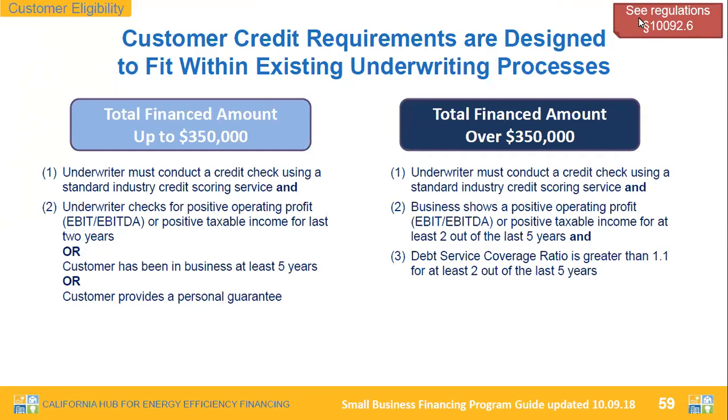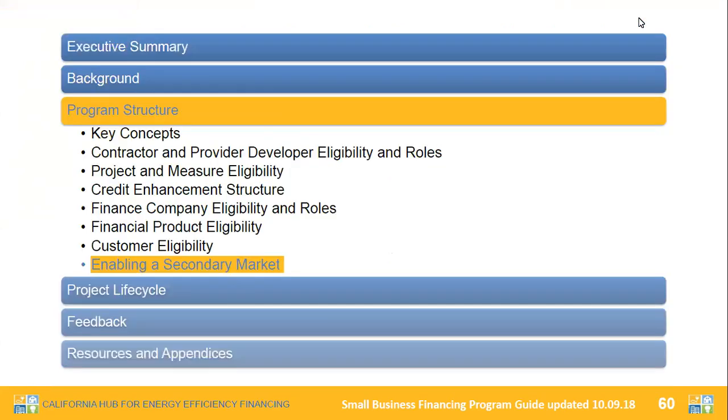For amounts over $350,000, we're looking for the credit check. We're looking to make sure that the business shows a positive operating profit or positive taxable income for at least 2 out of the last 5 years, and that the debt service coverage ratio is greater than 1.1 for 2 out of the last 5 years. So we made those 2 out of the last 5 years based on your feedback after the last workshop.